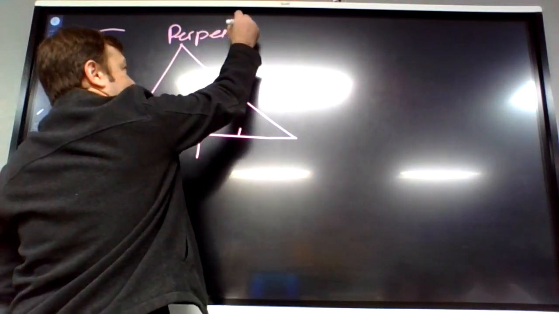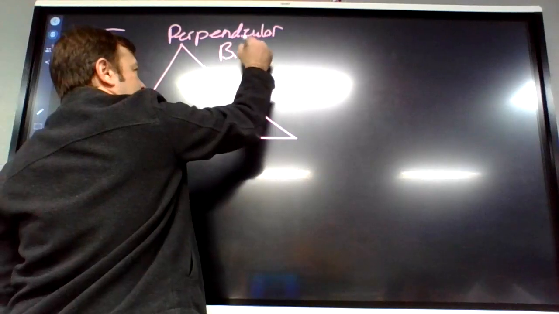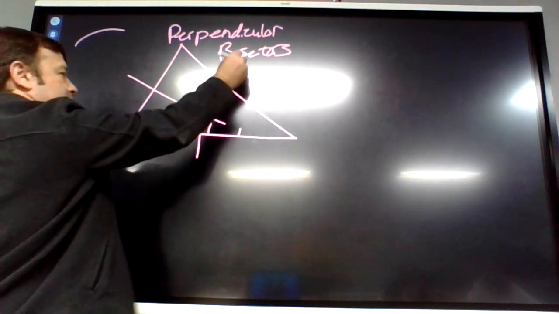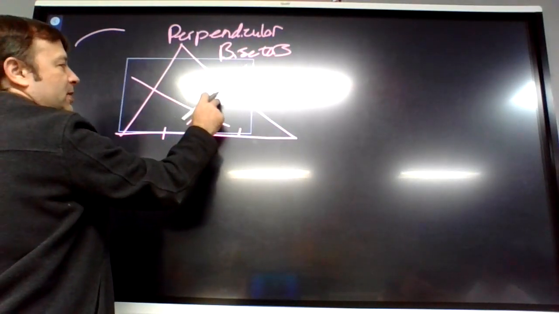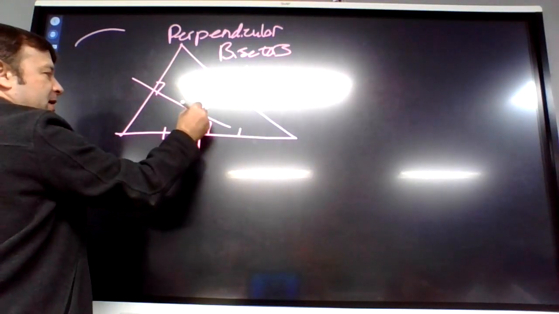Perpendicular bisectors, where do they meet at? In the middle, or inside the triangle. The what'd you say? Inside the triangle. Yeah, but what's the point they meet at called? That's what I mean.